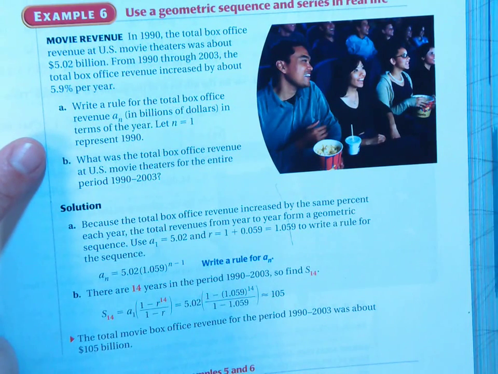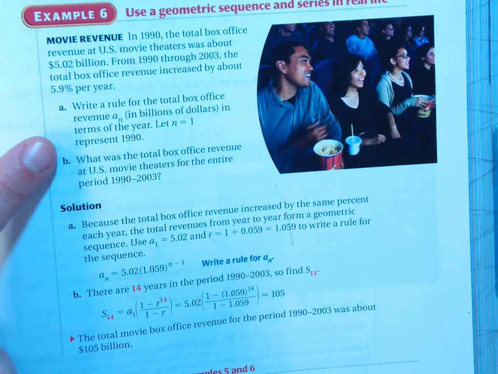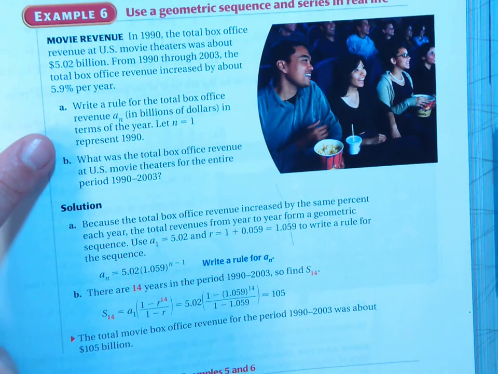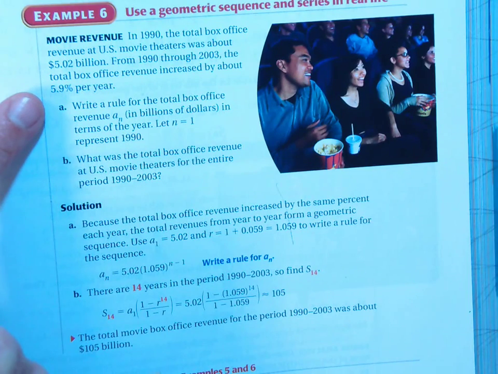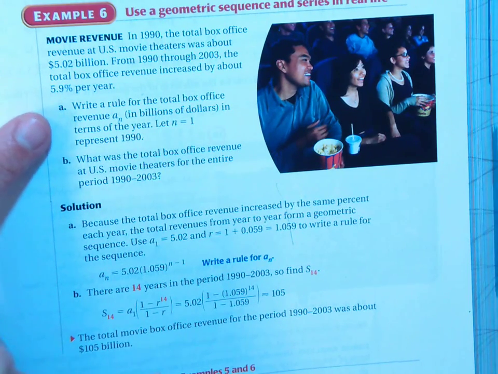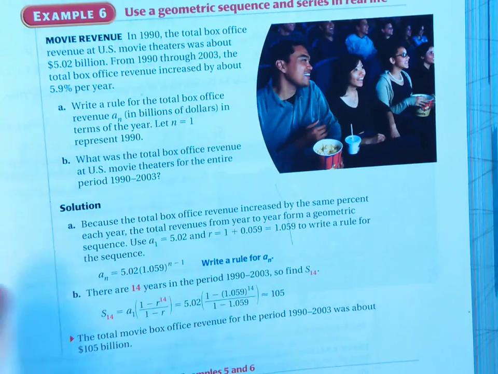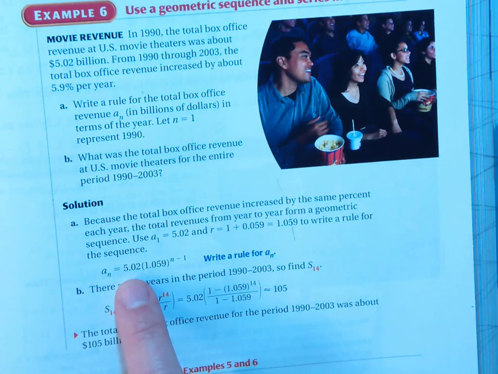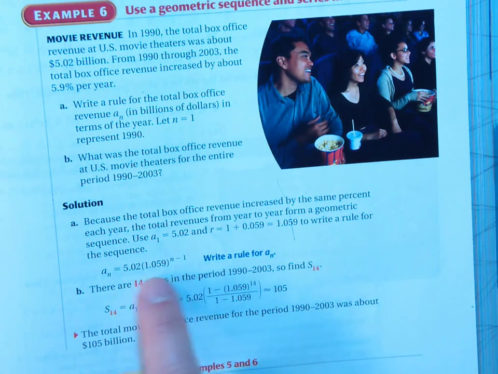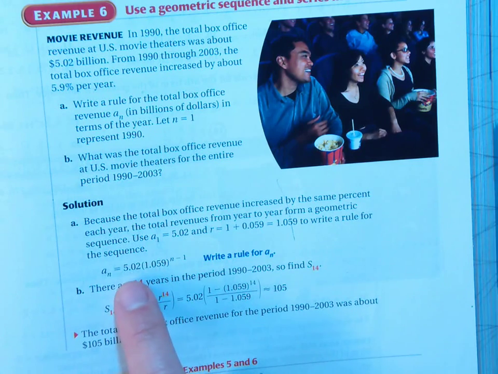So write a rule for the total box office revenue in terms of the year, and n equals 1 represents 1990. So that should tell you for the total revenue that you should think, okay, geometric series, because you're always multiplying by something to do this increase of 5.9%, and you want the sum. When you want the sum, you should think series.